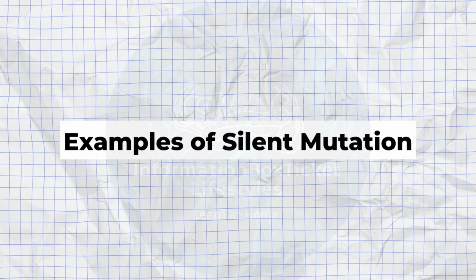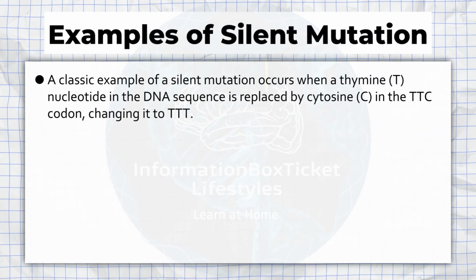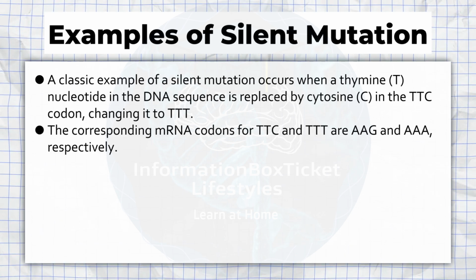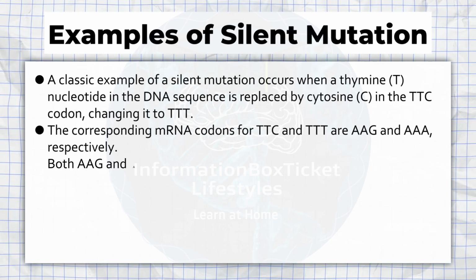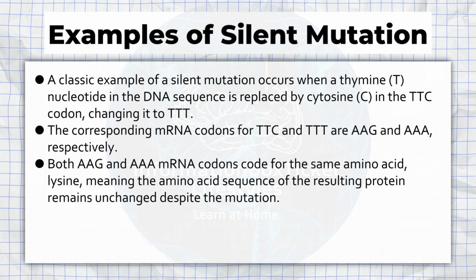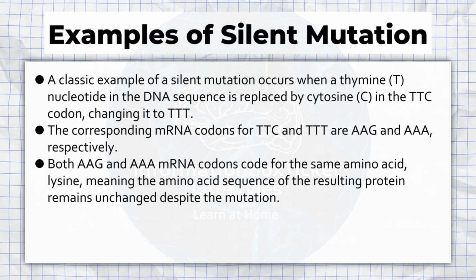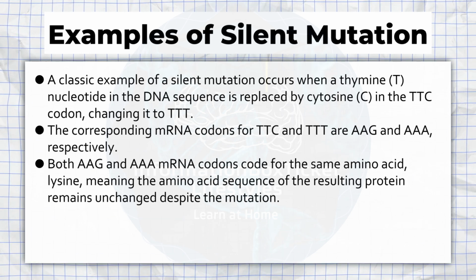Examples of silent mutation. A classic example of a silent mutation occurs when a thymine T nucleotide in the DNA sequence is replaced by cytosine C in the TTC codon, changing it to TTT. The corresponding mRNA codons for TTC and TTT are AAG and AAA, respectively. Both AAG and AAA mRNA codons code for the same amino acid, lysine, meaning the amino acid sequence of the resulting protein remains unchanged despite the mutation.